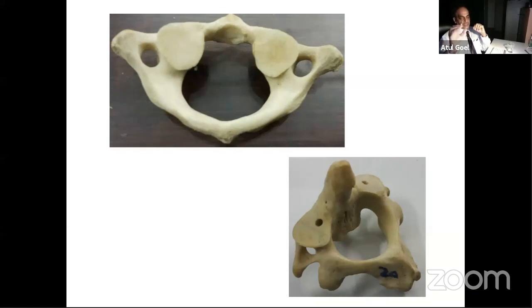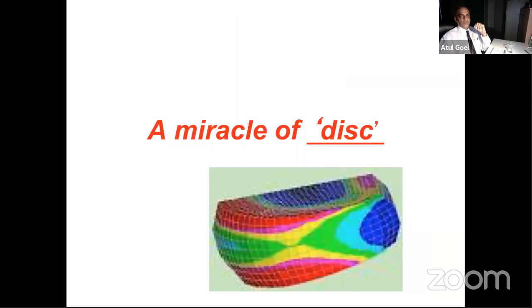Atlantoaxial instability is the most under-recognized clinical entity in our subject of neurosurgery. Atlantoaxial instability is the most under-treated entity in our subject. I want to discuss with you these concepts in my lectures. Before I go, I want to just tell you about the disc.